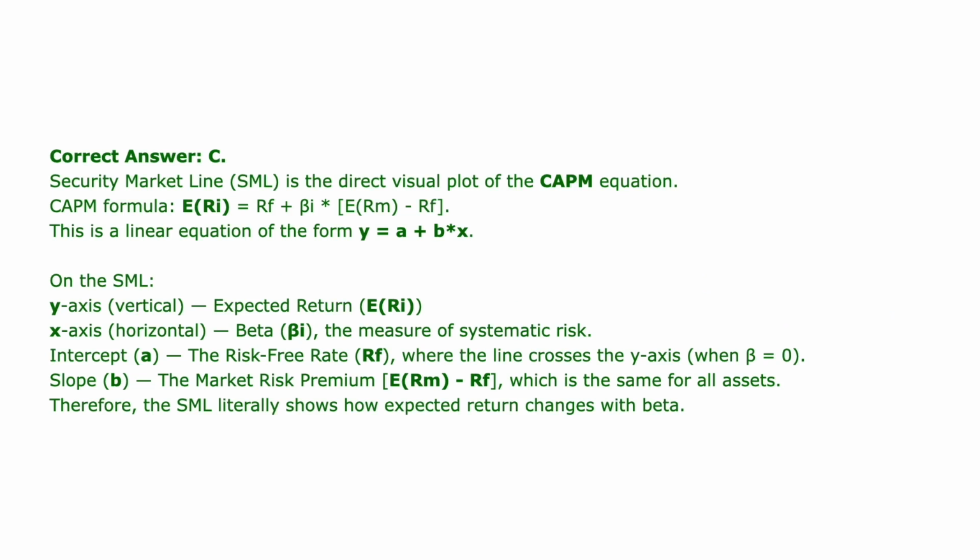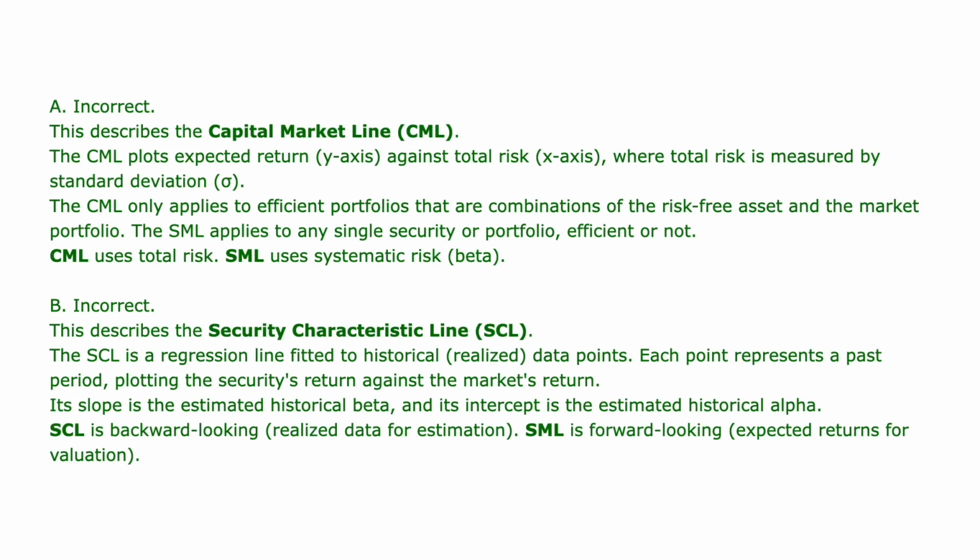SML is the graph of the CAPM: expected return on the y-axis versus beta on the x-axis. It shows the linear relationship between expected return and systematic risk for any asset. Option A: CML plots expected return versus total risk, standard deviation, for efficient portfolios only, not the SML. Option B: SCL plots realized returns against market returns to estimate historical alpha and beta, not forward-looking expected returns.